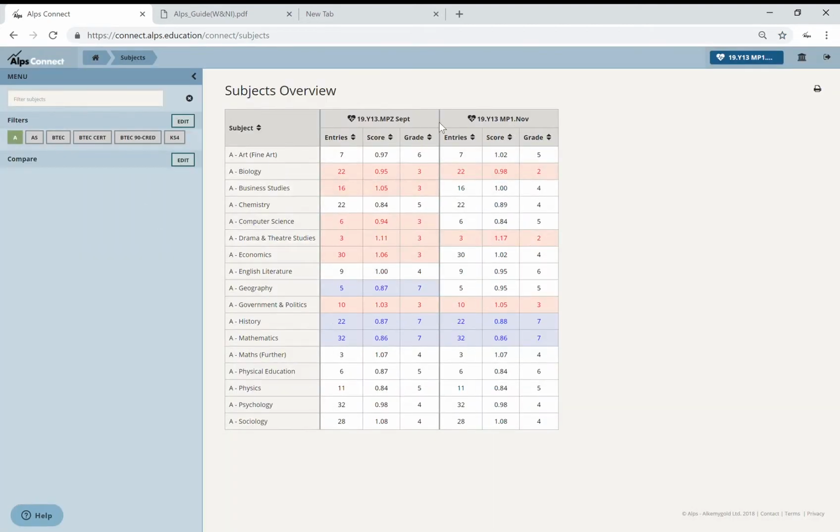Right, here I am. I've got a monitoring point for September of year 13 and a monitoring point for November of year 13. So I've got a trend of 2. If you're looking at Key Stage 4, exactly the same thing. This is all across Key Stage 4 and 5. Now then, this gives me my subject overview for predictions. It does not tell me how accurate my predictions are.